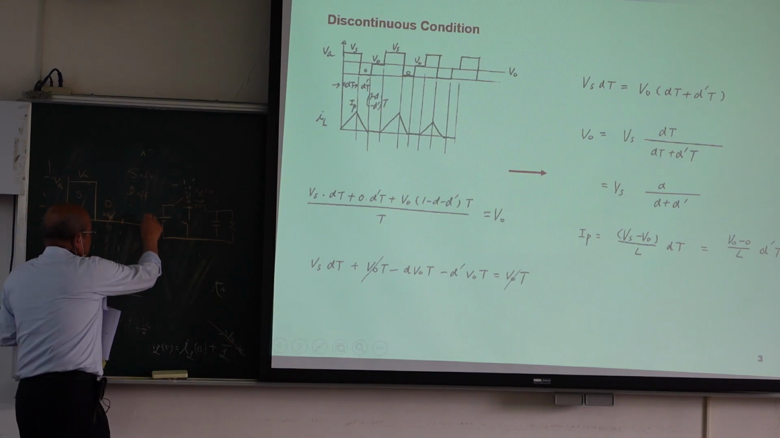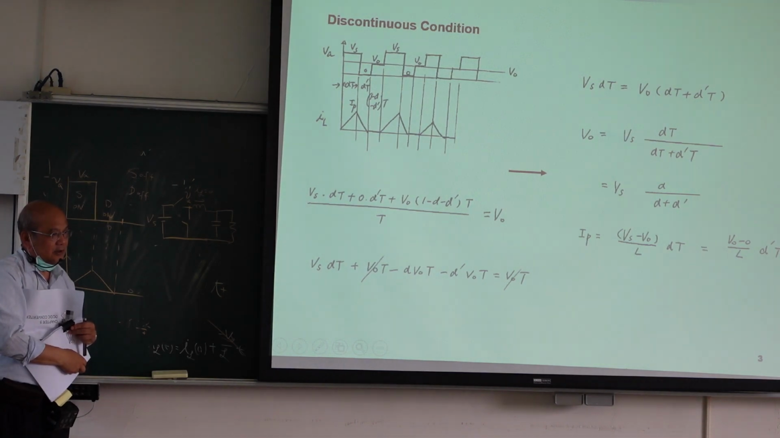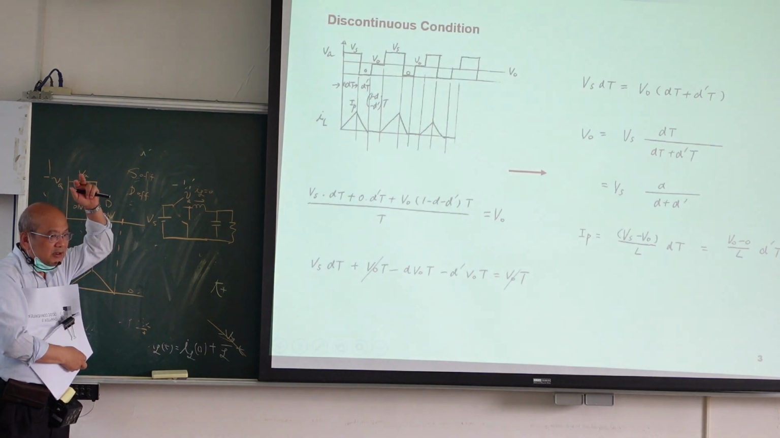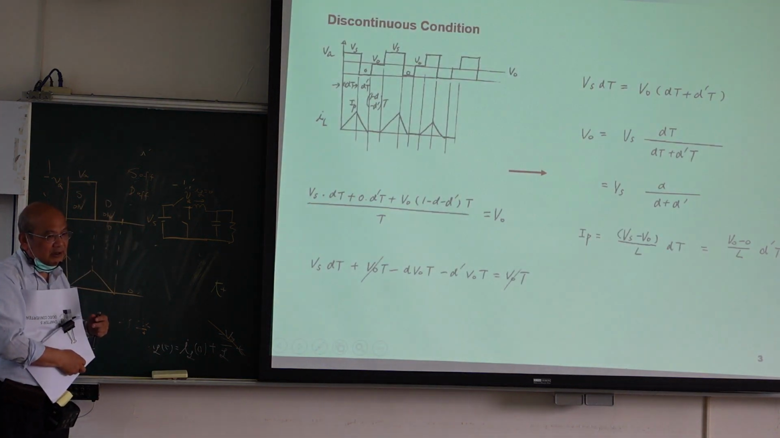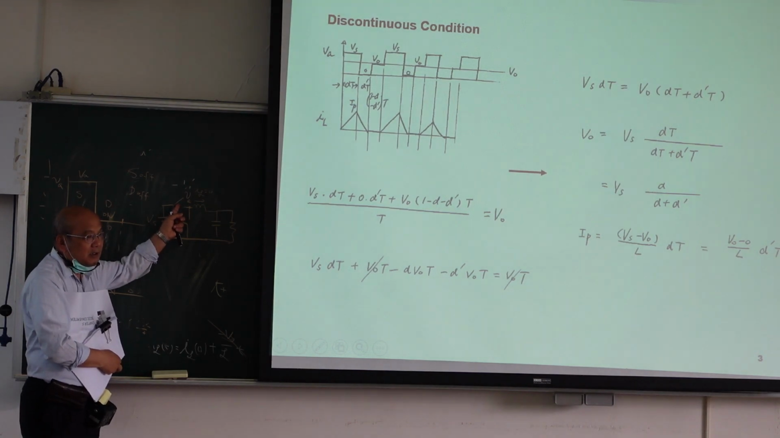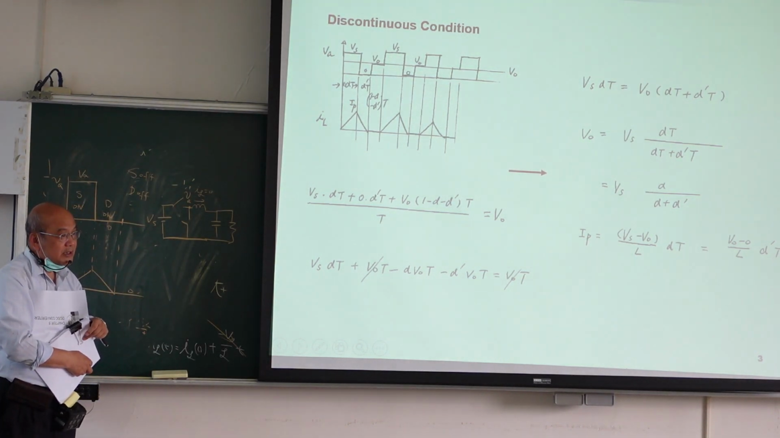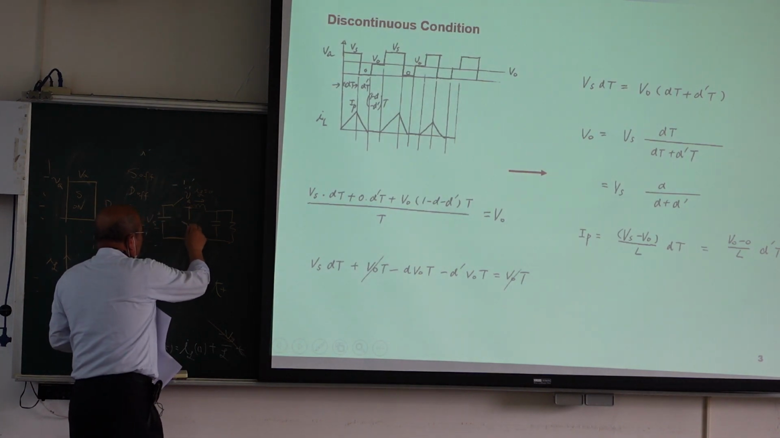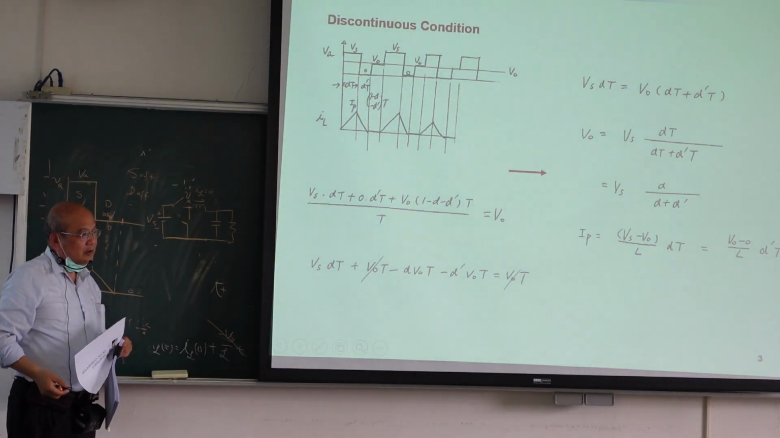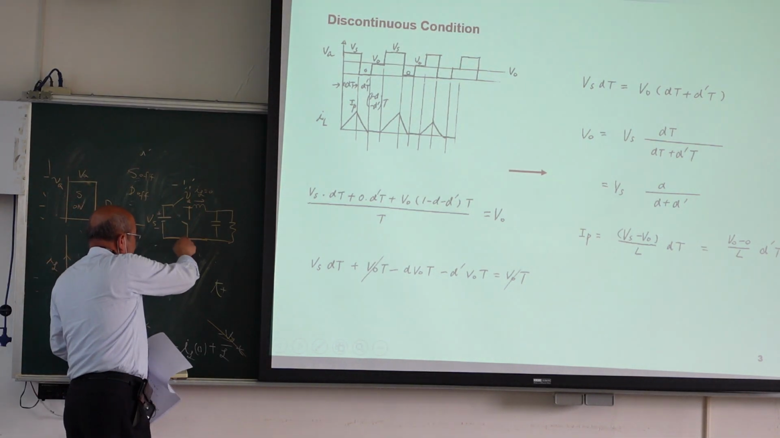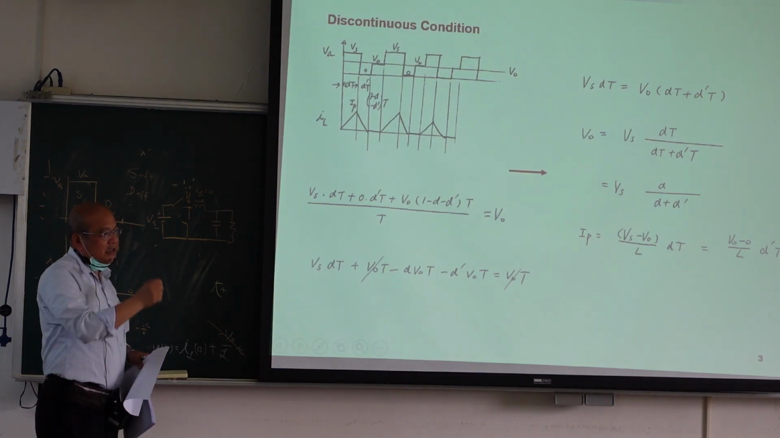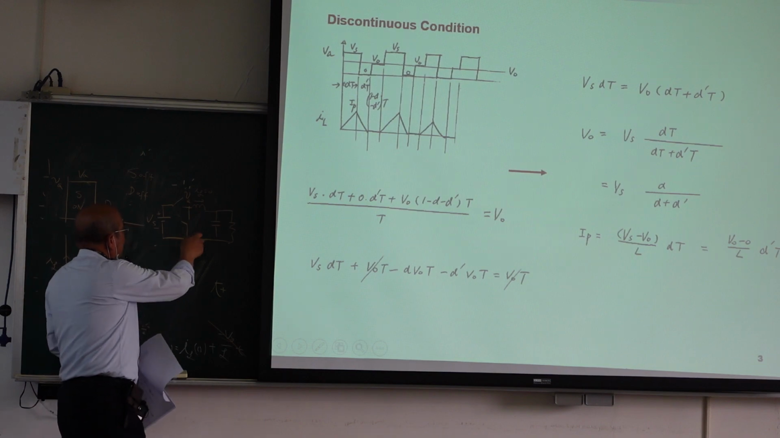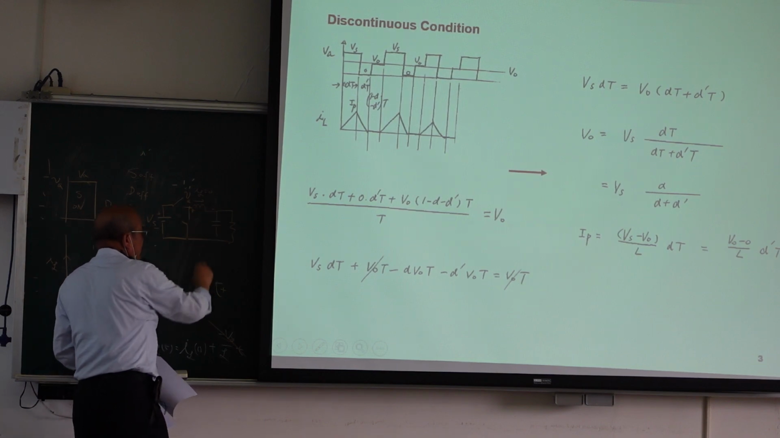Do you think VA is equal to VS? Yes or no? If you think yes, please raise your hand. If you think no, please raise your hand. Because it is open, VA is not equal to VS, right? Do you think VA is equal to 0? But the diode is off. If the diode is off, it is not 0, right? So it is not equal to VS, and it is not equal to 0. Then my question is, what is VL?